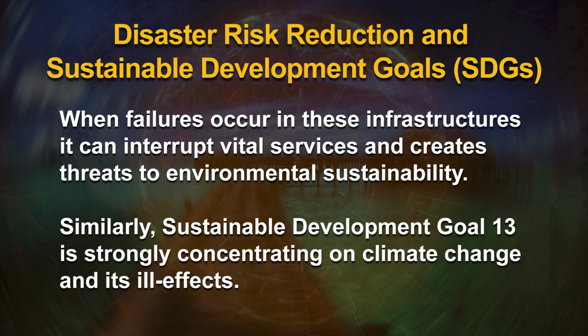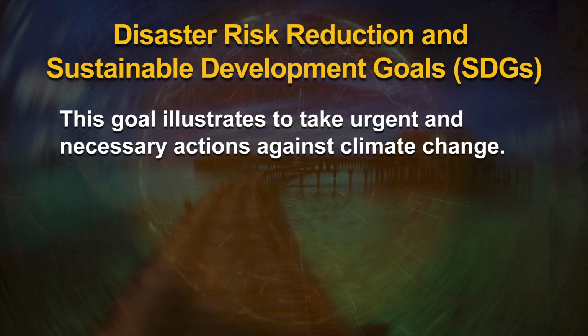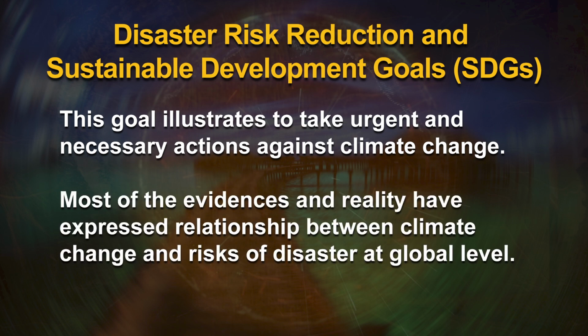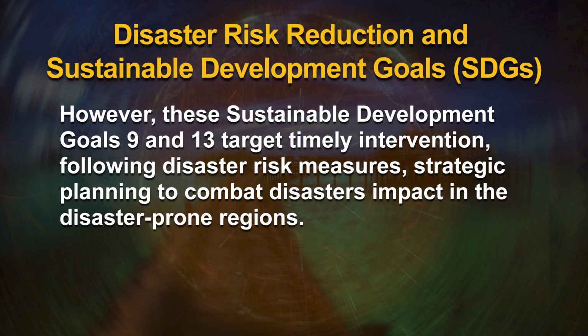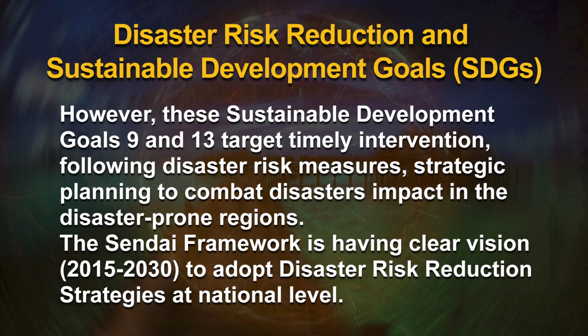Similarly, Sustainable Development Goal number 13 is strongly concentrating on climate change and its ill effects. This goal calls for urgent and necessary action against climate change. Most of the evidence and reality have expressed the relationship between climate change and risks of disaster at global level. However, these Sustainable Development Goals number 9 and 13 target timely intervention, following disaster risk measures and strategic planning to combat disasters' impact in the disaster prone regions. The Sendai framework has a clear vision, 2015 to 2030, to adopt disaster risk reduction strategies at national level.